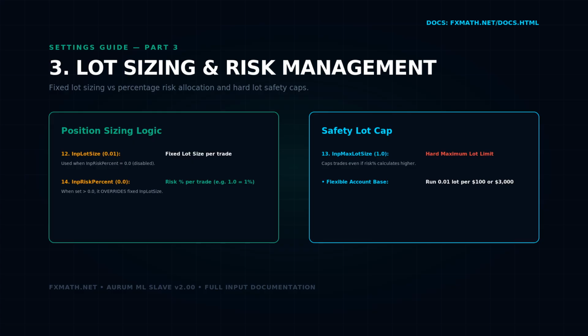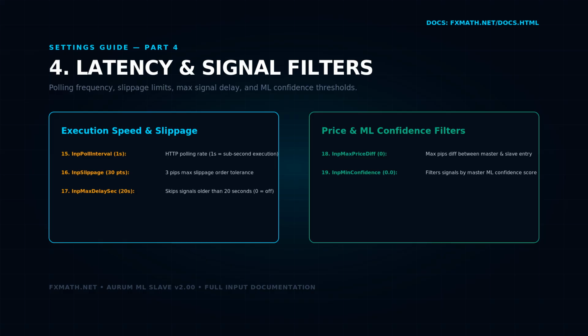When set above 0, for example, 1.0 for 1% risk per trade, it automatically calculates your lot size based on account balance and stop-loss distance, overriding fixed lots. Finally, setting number 13 is InpMaxLotSize, defaulting to 1.0. This acts as a hard safety cap, ensuring the EA never exceeds your absolute maximum lot allocation regardless of risk calculations.